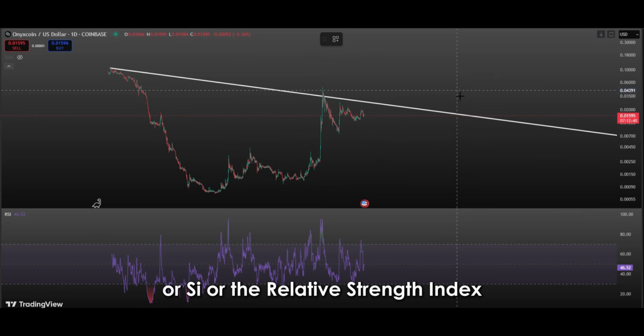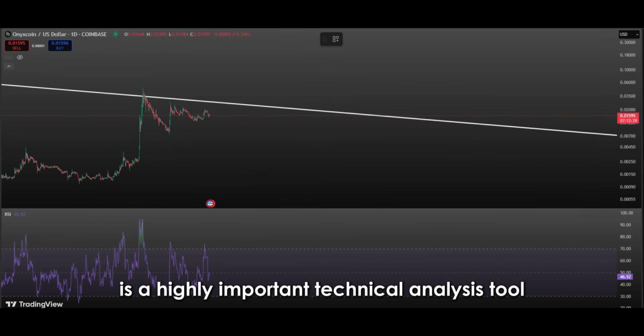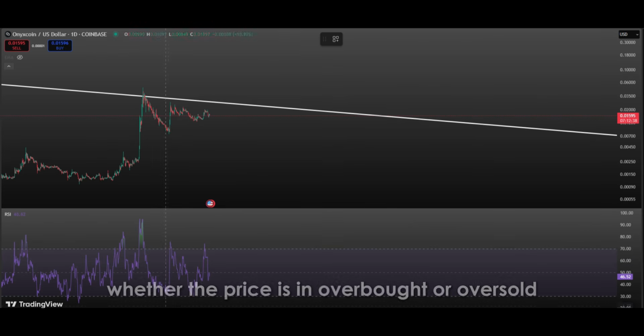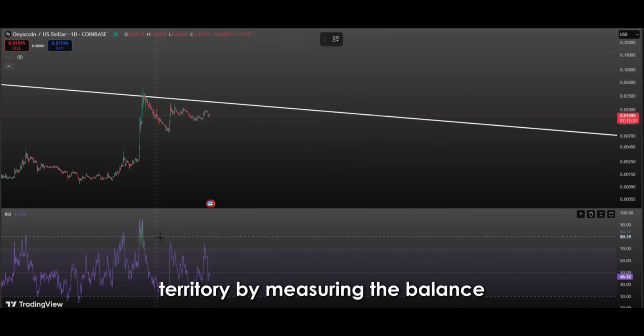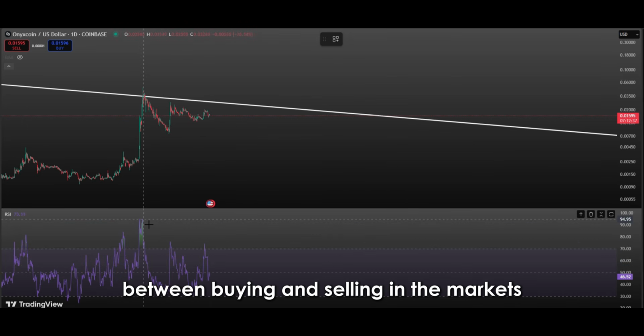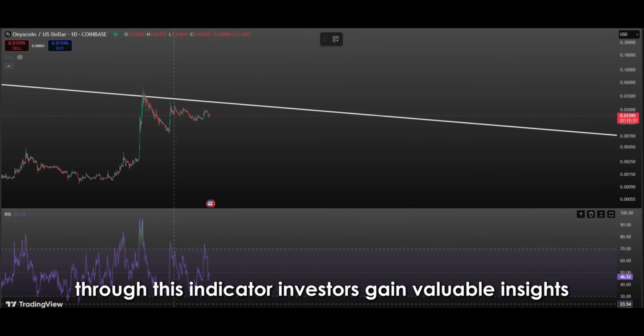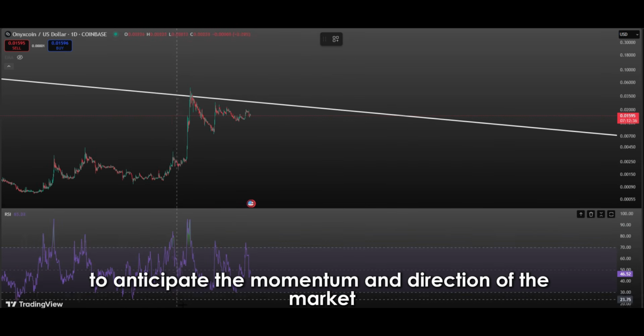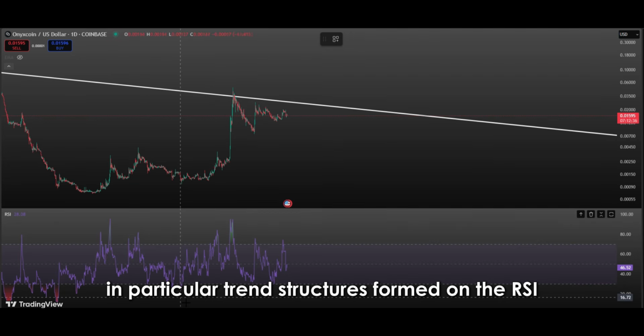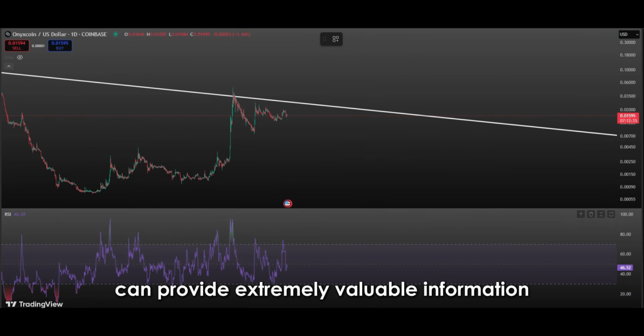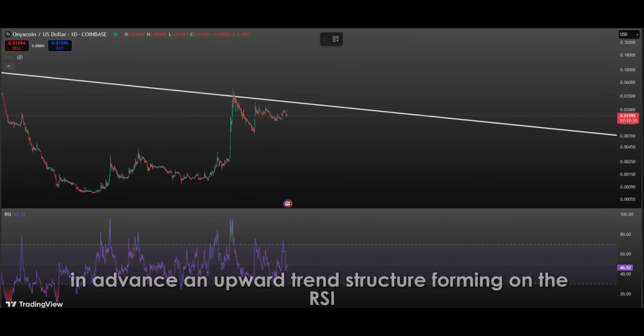RSI, or the Relative Strength Index, is a highly important technical analysis tool that helps identify whether the price is in overbought or oversold territory by measuring the balance between buying and selling in the markets. Through this indicator, investors gain valuable insights to anticipate the momentum and direction of the market. In particular, trend structures formed on the RSI can provide extremely valuable information for forecasting price movements in advance.